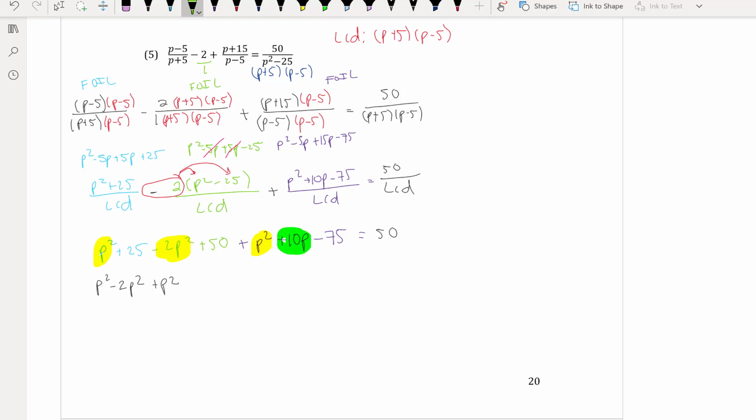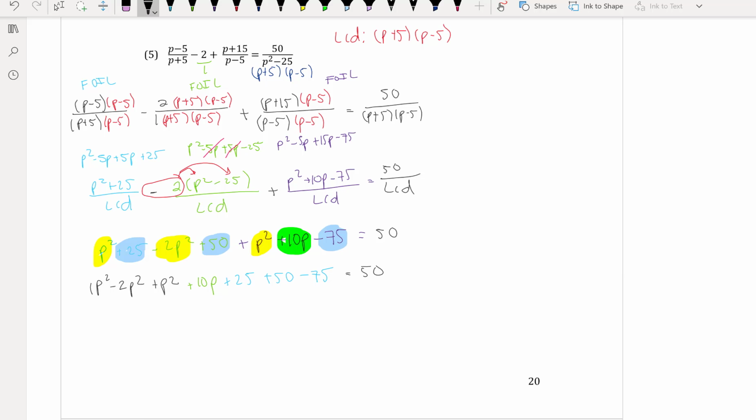So I'm going to have plus 10p. And it looks like the other thing that I have is 25, 50, and negative 75. So I'm going to make sure that I write that. So plus 25 plus 50 minus 75, and all of that is still equal to 50.